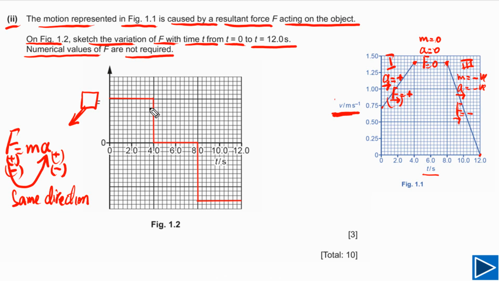This is how we can sketch the force versus time graph, but one thing we have to be careful about is that the value of the resultant force acting between time t equals 0 to t equals 4 seconds has to be smaller than the force acting between t equals 8 to t equals 12 seconds, because the gradient of this line is steeper than the gradient of this line. Let me write down here, let's say this force is F1 and this force is F2. So F2 has to be greater than F1.